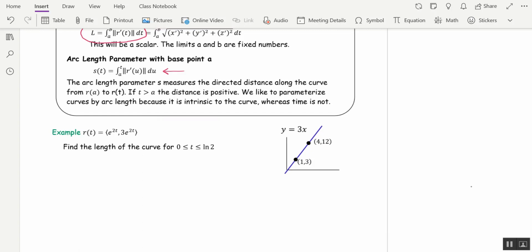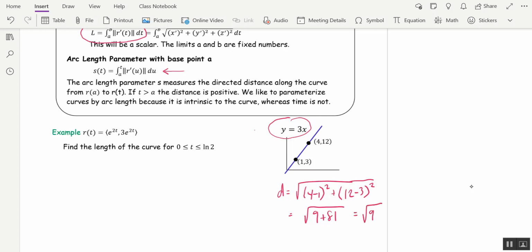So moving on to this example, we want to find the length of the curve for t going between 0 and ln2. Now over here in the picture, you see I've got a line, and if you eliminate the parameter on that curve, you just get the line y equals 3x. So we don't even need an arc length formula to do that. We could just use the distance formula. D is the square root of the difference in the x coordinates, 4 minus 1 squared, plus the difference in the y coordinates, 12 minus 3 squared. That's the square root of 3 squared is 9, and then 9 squared is 81, so that's the square root of 90. Okay, but let's verify that with our arc length formula.